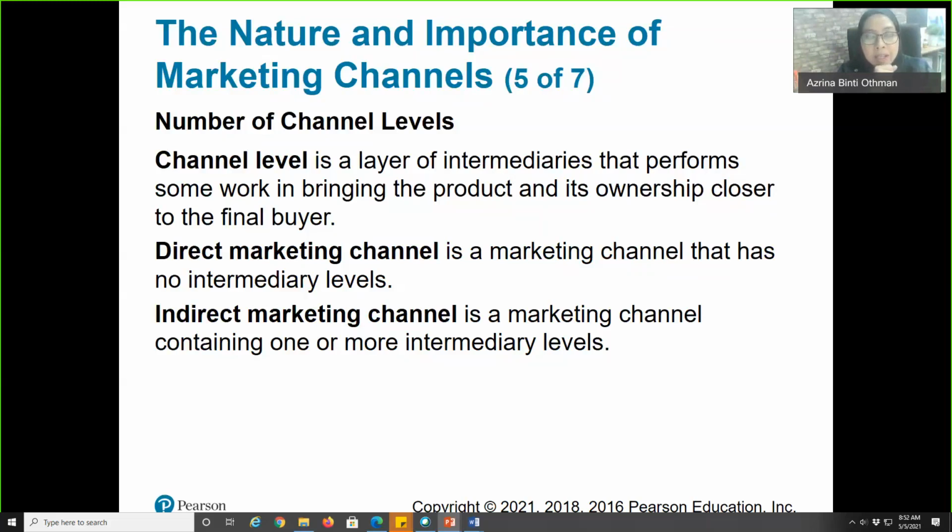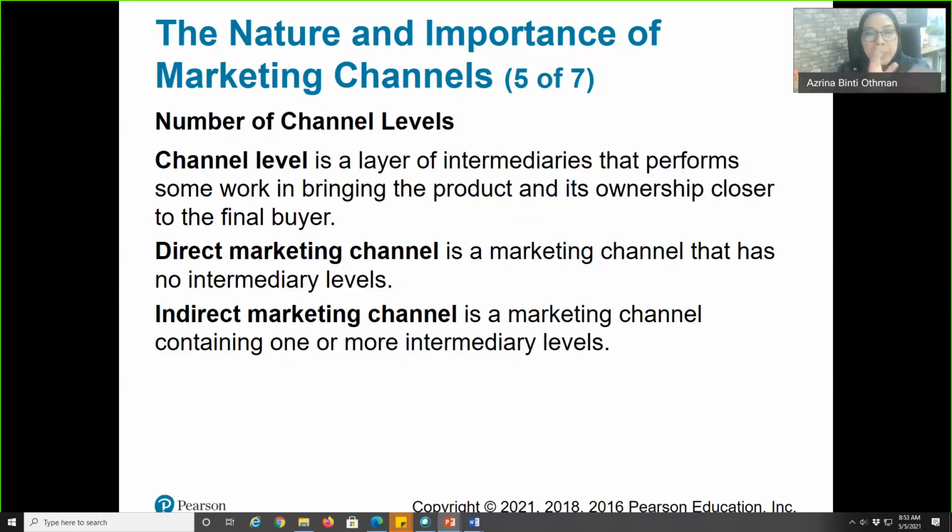So channel level is a layer of intermediaries. Intermediaries means the middleman. So it is a layer of intermediaries that perform some work in bringing the product and its ownership closer to the final buyer.